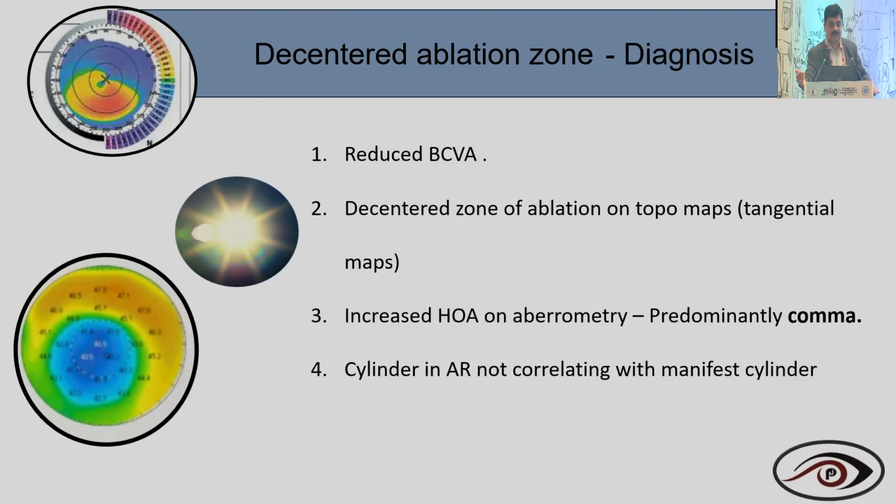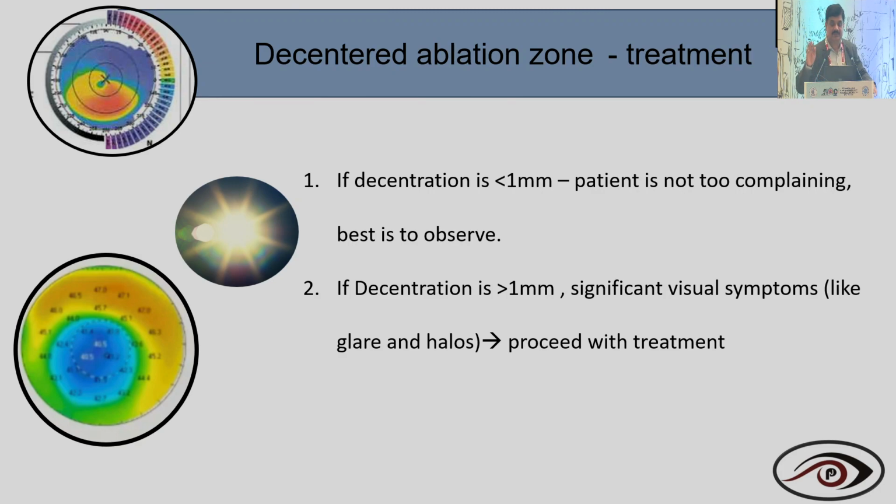So coming to diagnosis, if you have a decentered ablation, the patient will always have a reduced best corrected visual acuity. Also, in the tangential map, we can see the decentered zone of ablation. Of course, there will be definitely increased higher order aberrations on aberrometry, especially more coma. And if you do autorefractometry, whatever cylinder it gives might not correlate with the manifest cylinder. So coming to the treatment, if the decentration is less than 1 mm and the patient is not complaining, then it is best to observe.